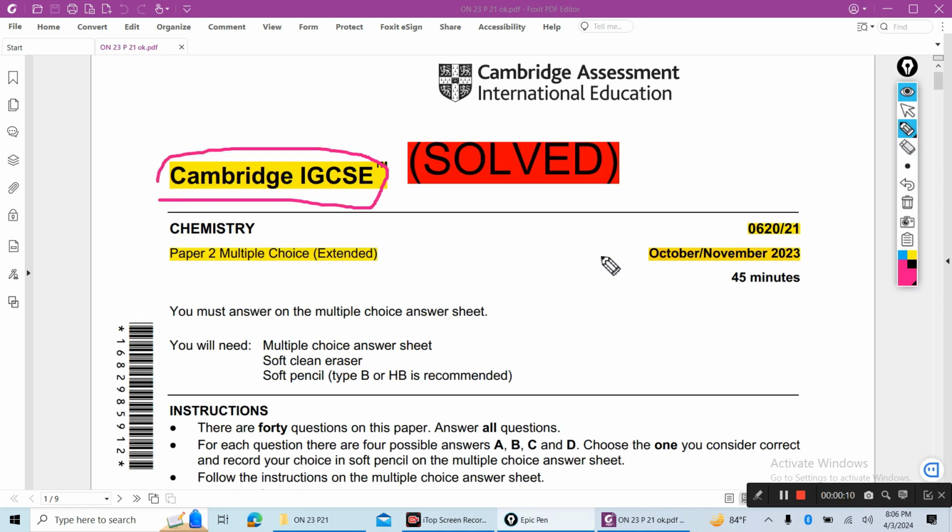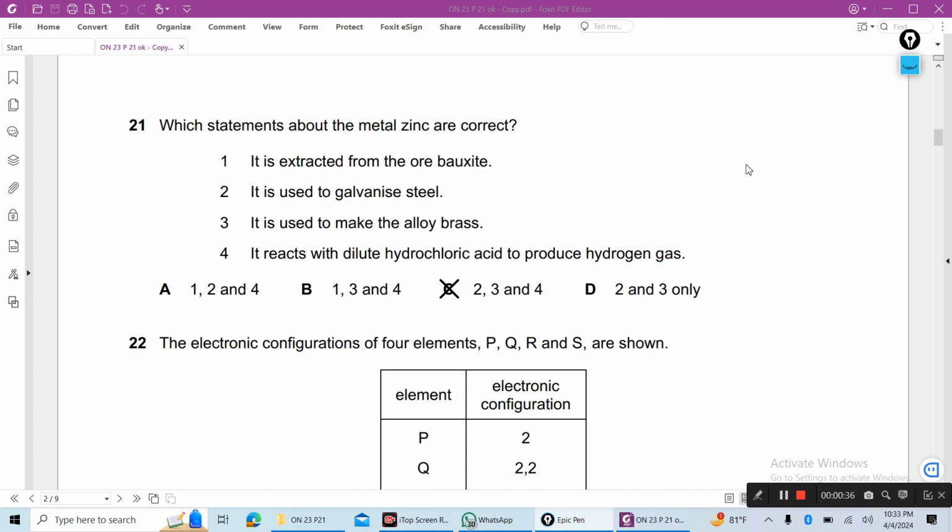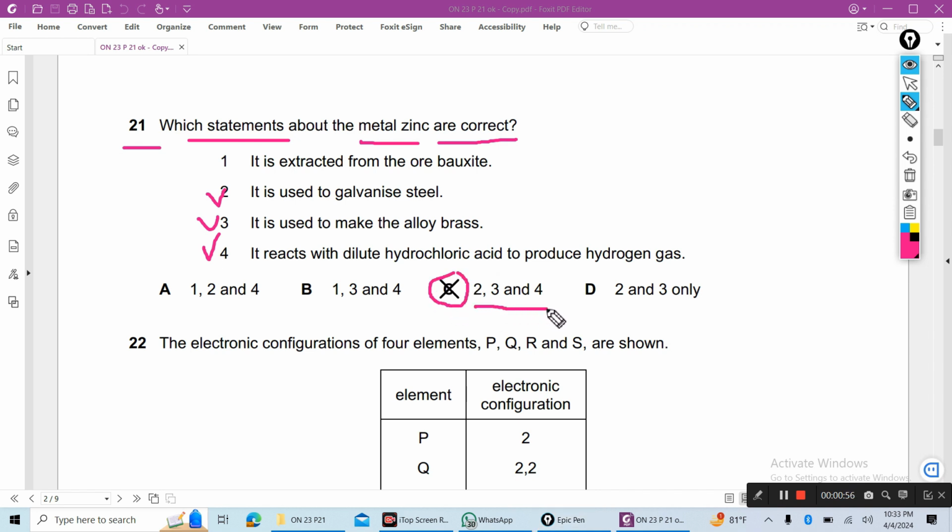IGCSE Chemistry, October/November, number 21. Which statements about the metal zinc are correct? 2, 3, 4 is the right answer. C is the right answer. So 2, 3, 4 are the correct answer.